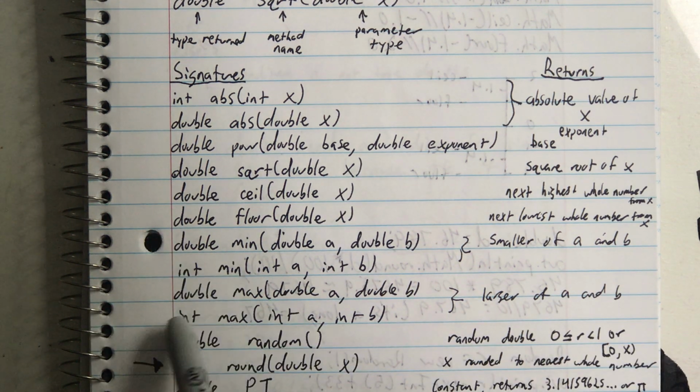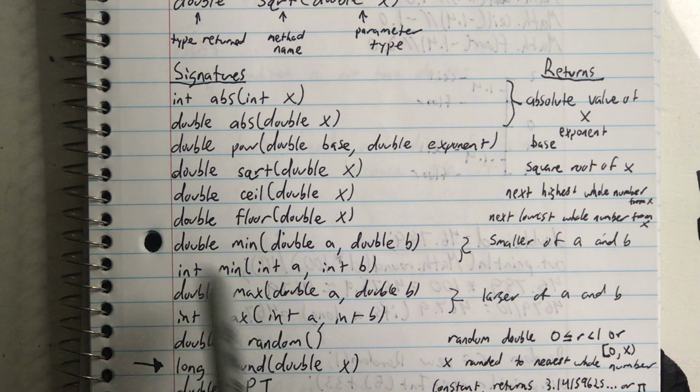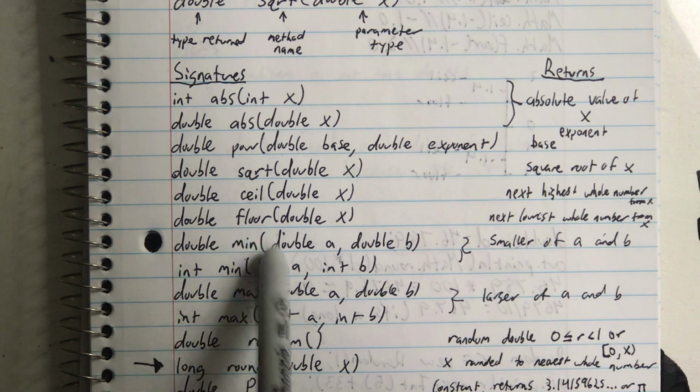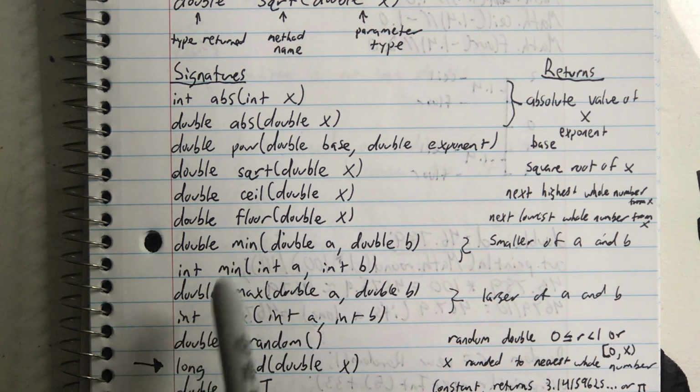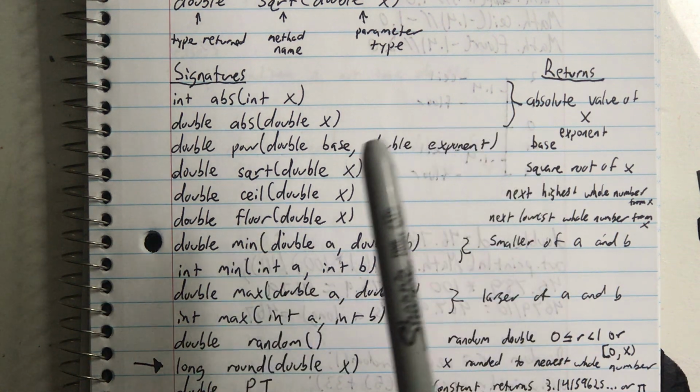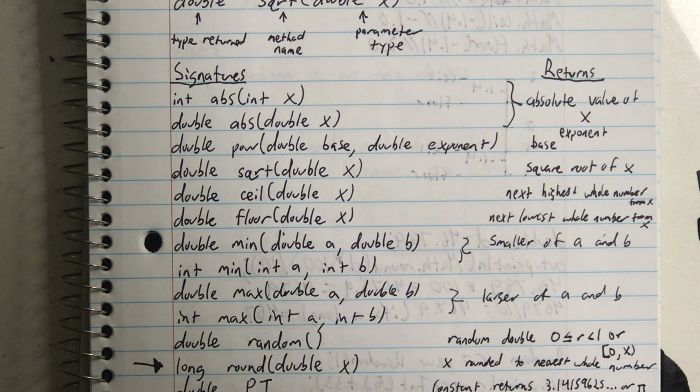Double min and int min, double max and int max. Basically, you're just going to get the lowest number from the two and the highest number from the two. If both numbers are doubles, it's going to return a double. If both numbers are ints, it's going to return an int.